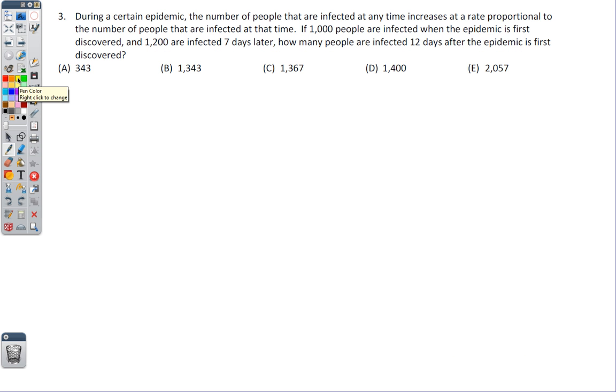During a certain epidemic, the number of people that are infected at any time increases at a rate proportional to... excuse me.